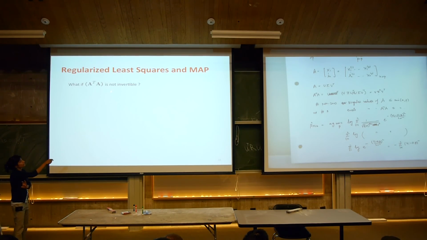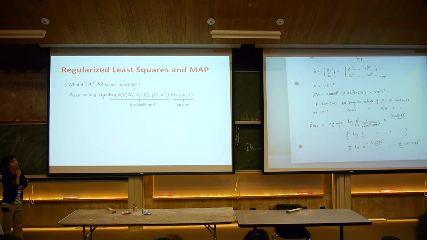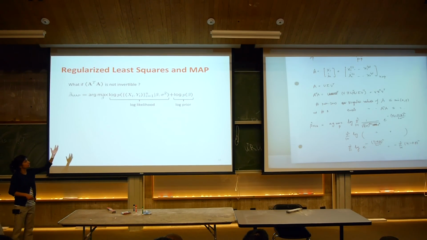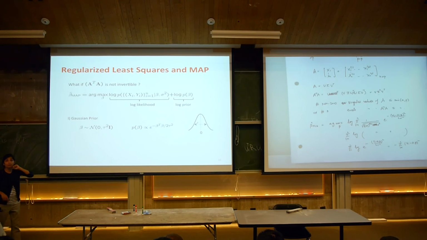Now we'll answer the question, what if this is not invertible? Well, you do regularization. You assume some prior for your beta, p of beta. And now we are going to maximize the product of the likelihood and the prior, which in terms of log likelihood and log prior is just the sum of the two quantities. So what kind of priors can we assume? Well, one prior is just to say that your regression coefficients are, again, Gaussian with zero mean and some other variance, tau. That's one way.